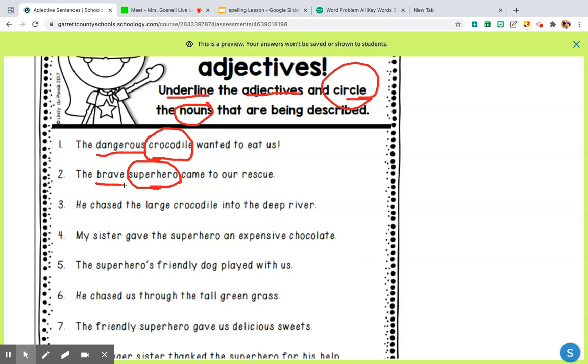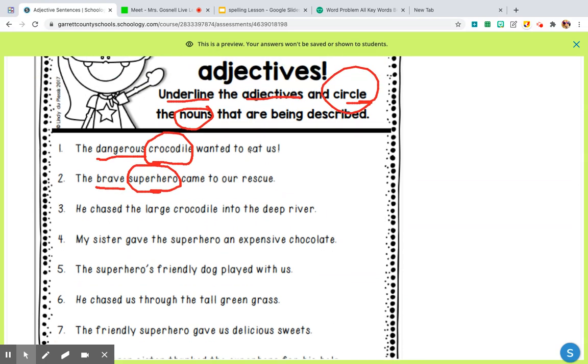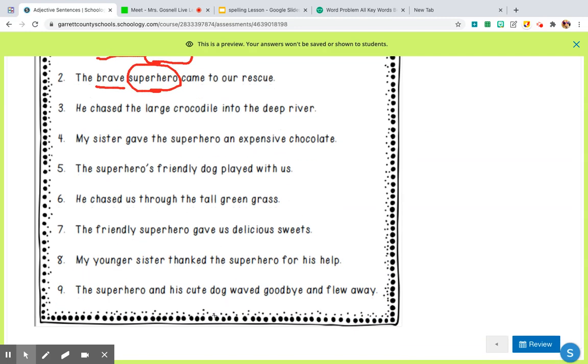Also, you know how to decode words. You know what makes sense. If you say to yourself, that doesn't make sense, that just sounded like a nonsense word because you said it wrong. So go back and try it again. You have time today to really exercise those decoding skills with this exercise. Remember to underline the adjectives. Circle the noun. Have fun with this. These sentences are fun.